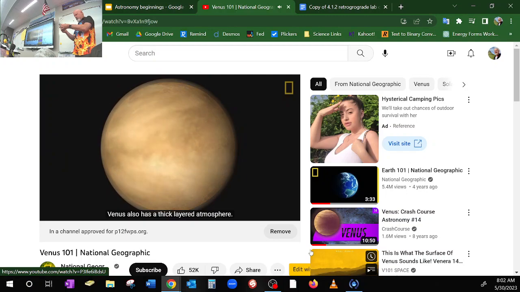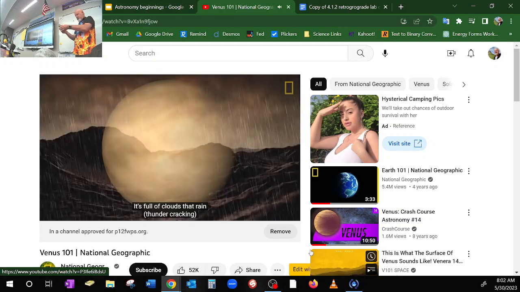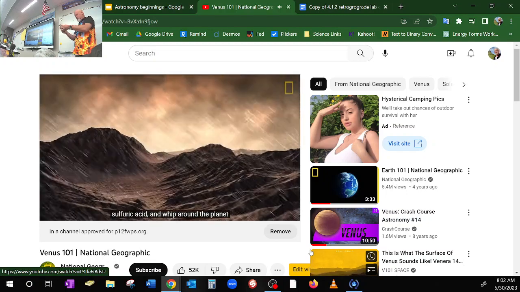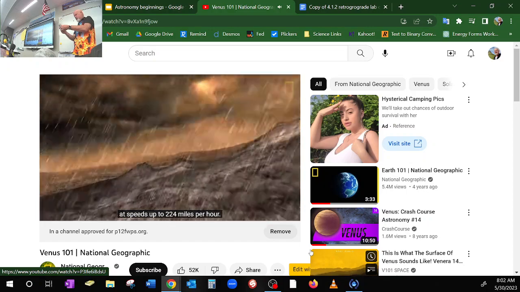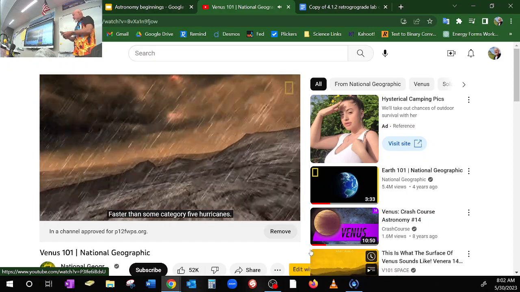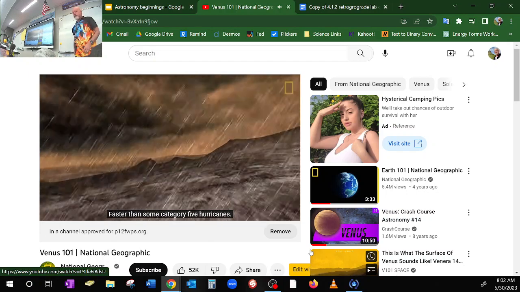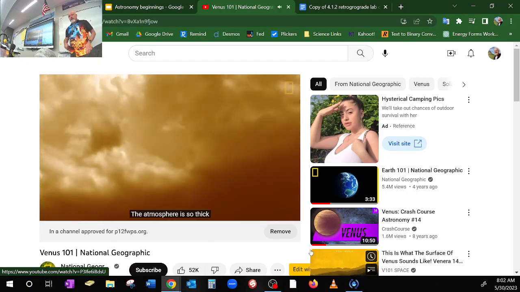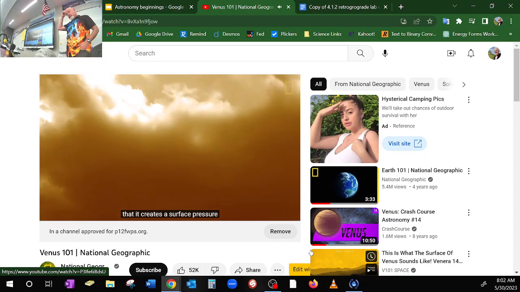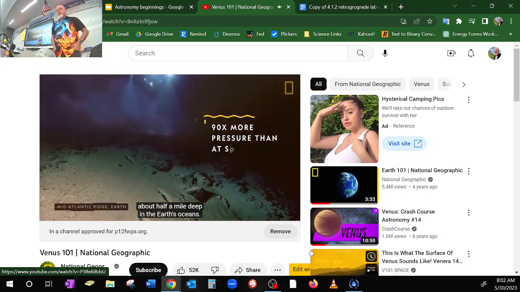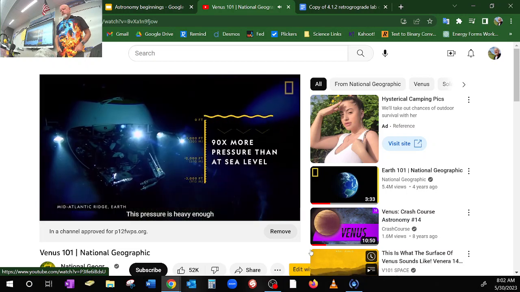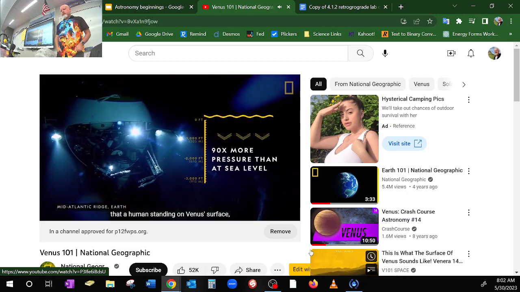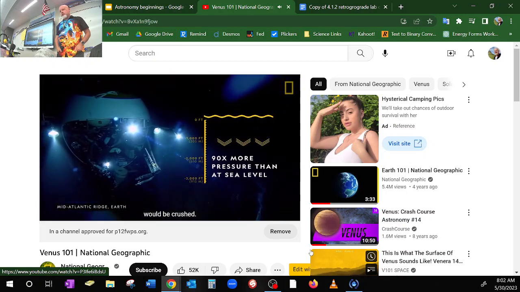Venus also has a thick, layered atmosphere. It's full of clouds that rain sulfuric acid and whip around the planet at speeds up to 224 miles per hour, faster than some Category 5 hurricanes. The atmosphere is so thick that it creates a surface pressure similar to what it would be about half a mile deep in the Earth's oceans. This pressure is heavy enough that a human standing on Venus's surface would be crushed.